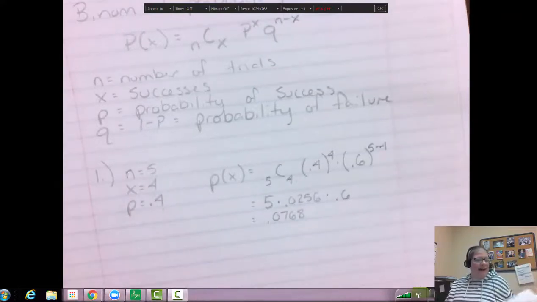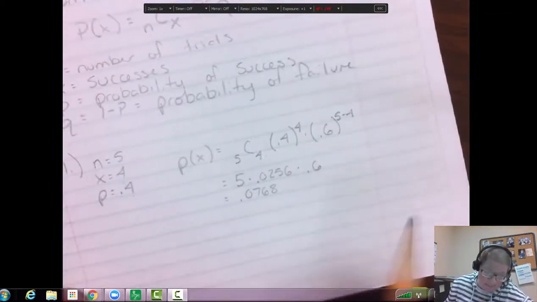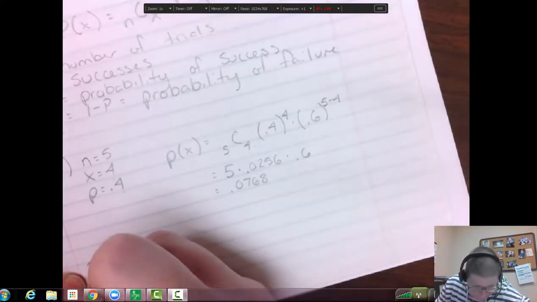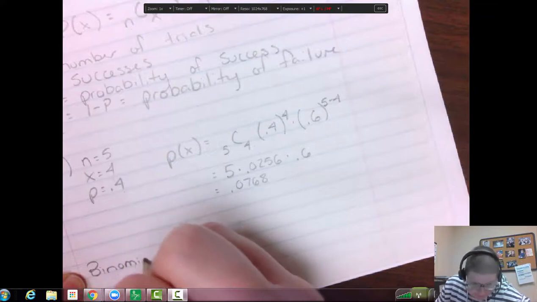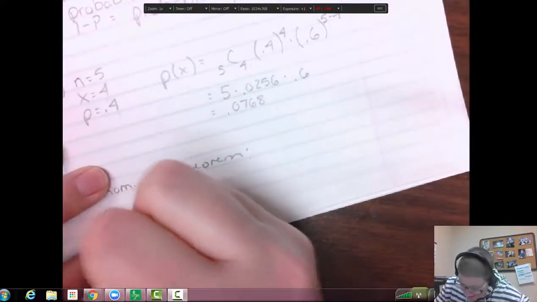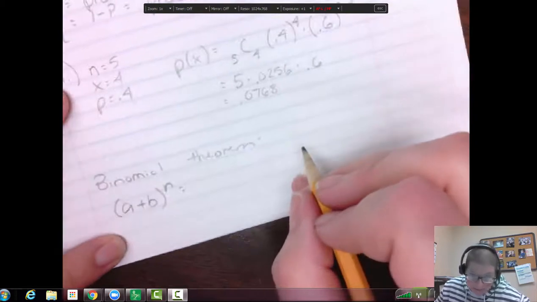So let's look at what the binomial theorem is again in terms of probabilities. The binomial theorem, and we've looked at this before. So let's say we have (a + b) to the n. Then this is how it would be written out.